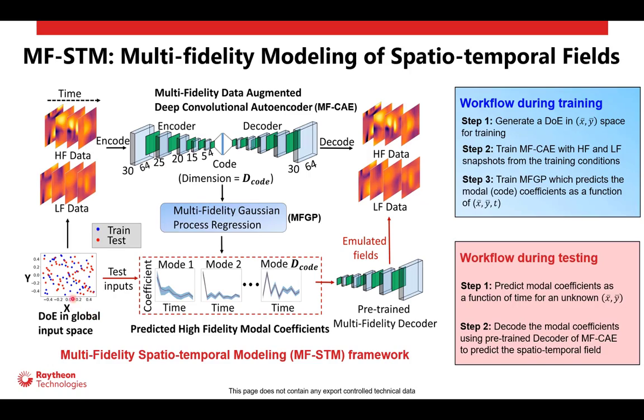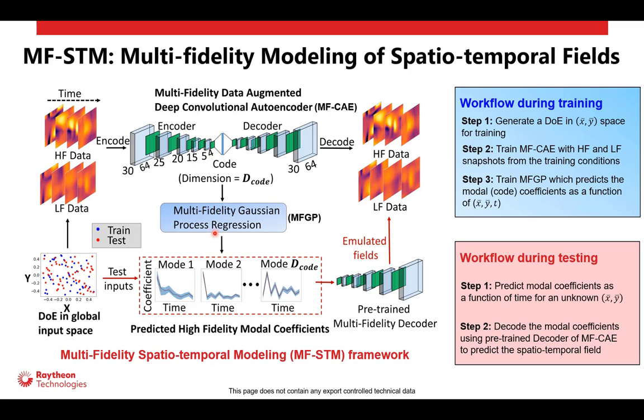For doing that, we start with a design of experiments in the input space and randomly select some training conditions. For these training conditions, the next step is to learn a reduced order representation for the flow field snapshots, which we are learning using a deep convolutional autoencoder. At this stage, we are incorporating multi-fidelity data augmentation. What it means is that if there are low fidelity solutions along with the high fidelity solutions at the training locations, the autoencoder will use all of them together to learn the reduced order coded representation.